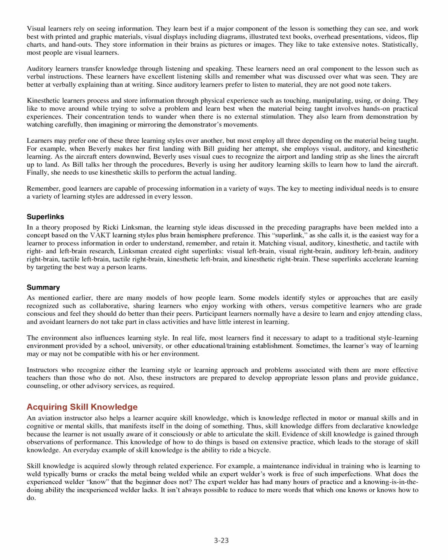Summary: as mentioned earlier, there are many models of how people learn. Some models identify styles or approaches that are easily recognized, such as collaborative, sharing learners who enjoy working with others, versus competitive learners who are grade conscious and feel they should do better than their peers. Participant learners normally have a desire to learn and enjoy attending class, and avoidant learners do not take part in class activities, and have little interest in learning.